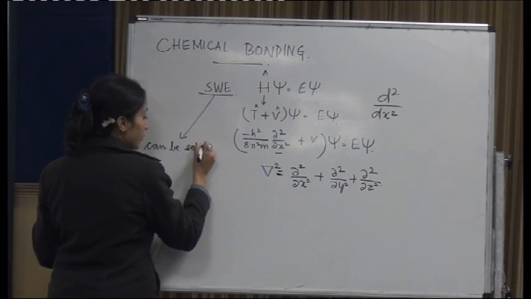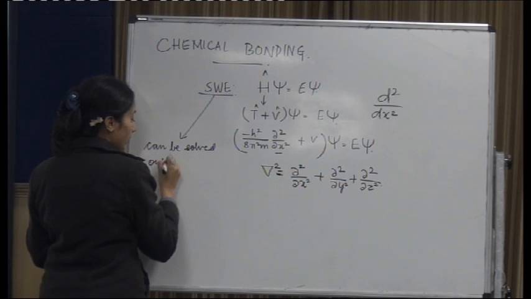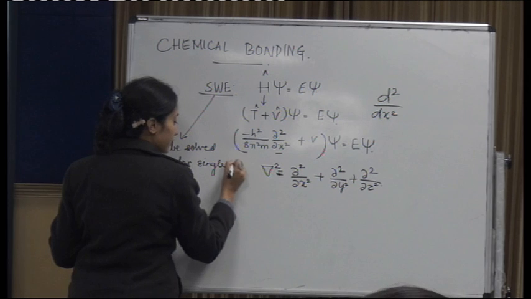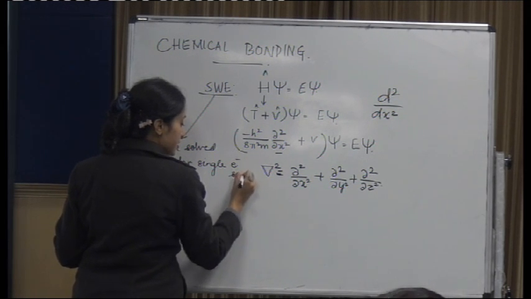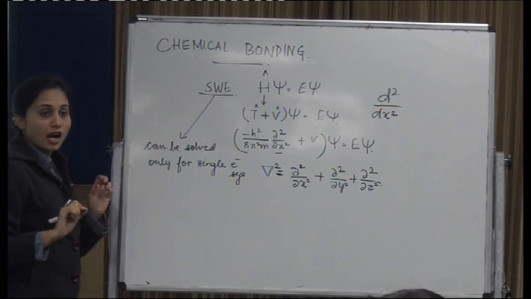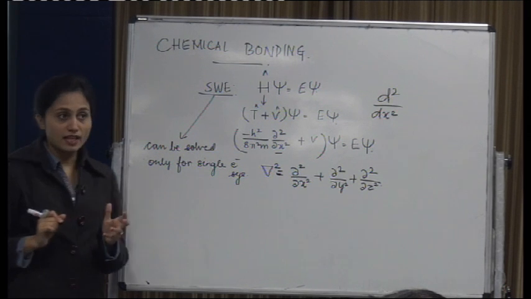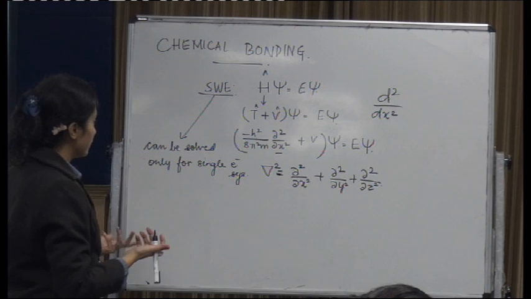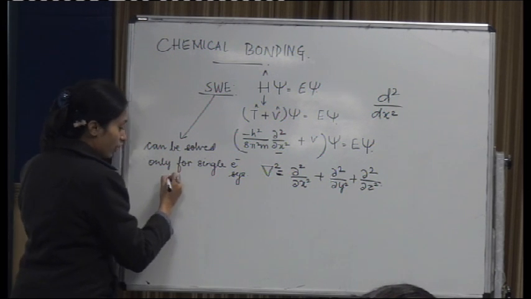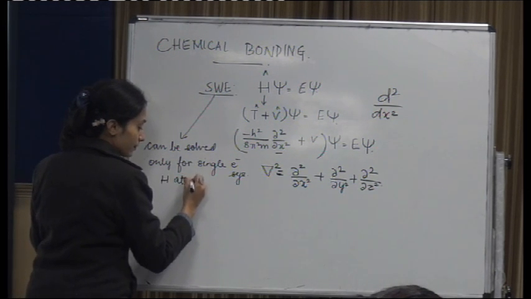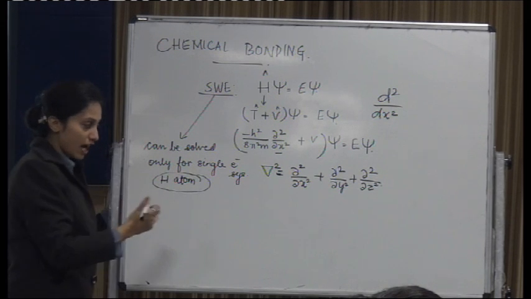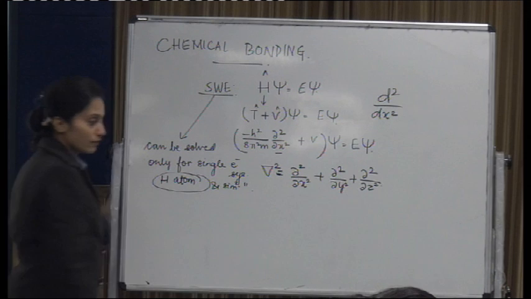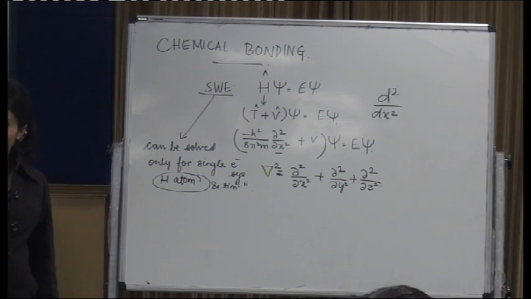It can be solved only for single electronic systems. This is what we had seen. Now, what will happen if I talk about multiple electrons? Let's take up a simple example. It can be solved for hydrogen atom and similar systems.